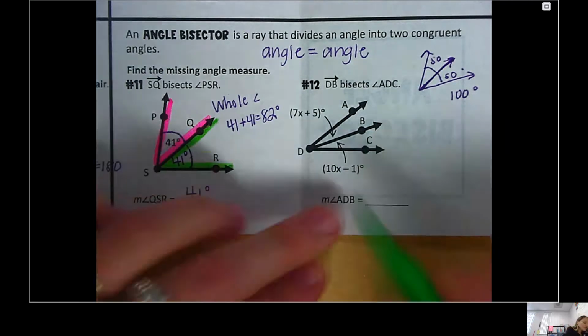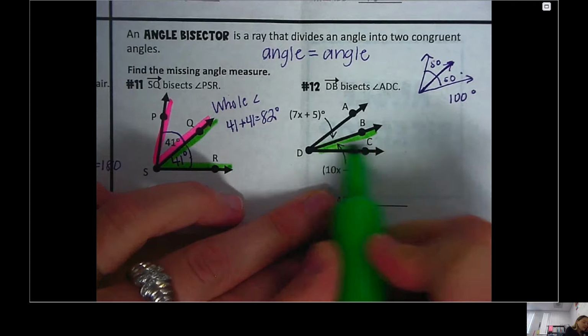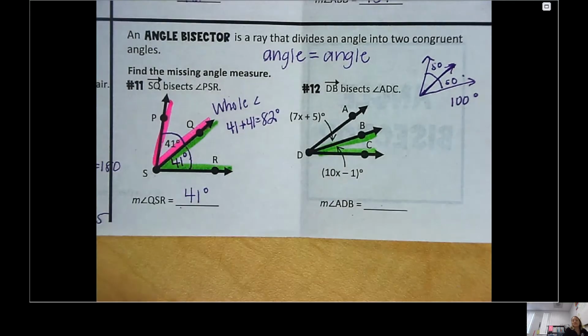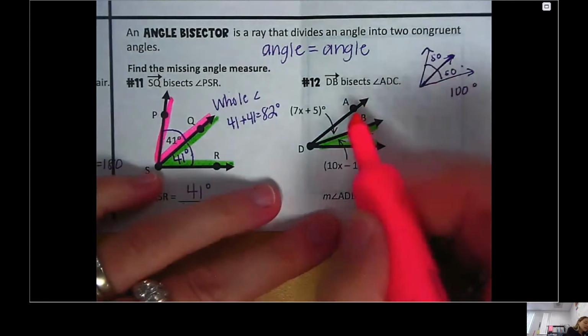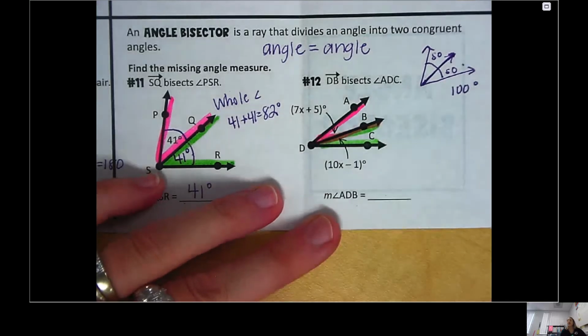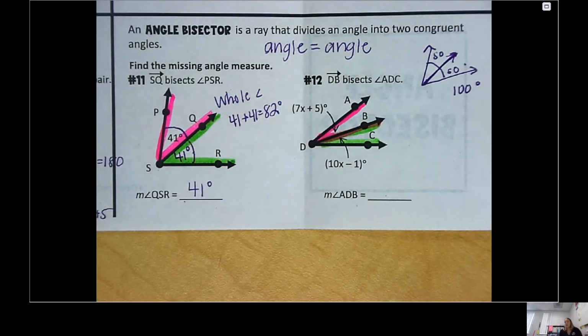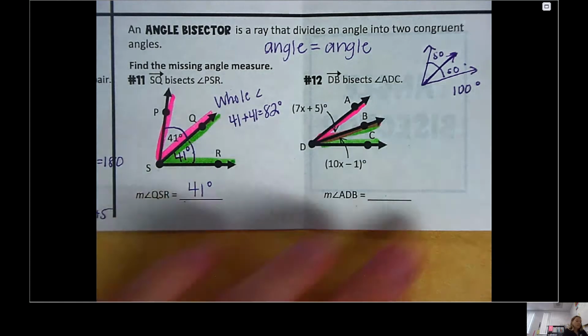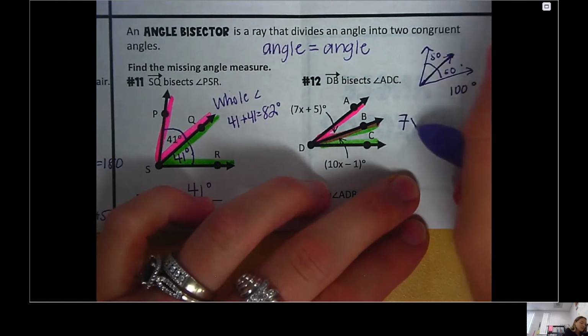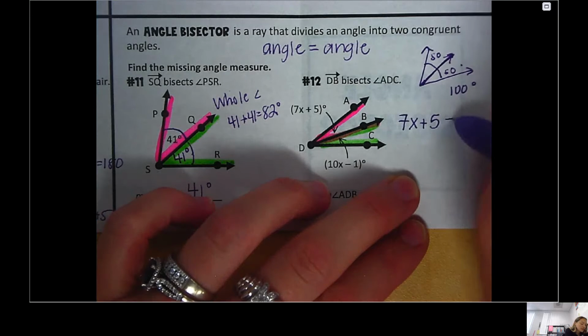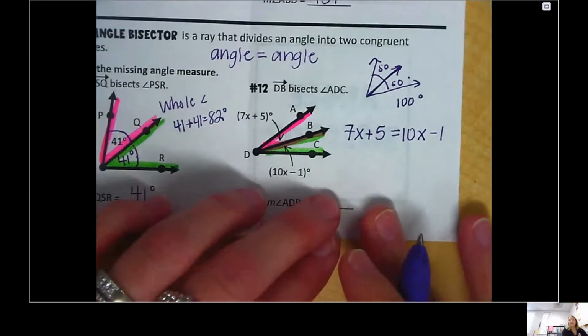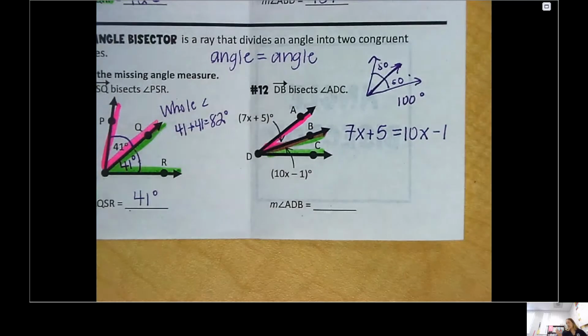So in number 12, you've got those two angles there. The top one I told you is 7x plus 5, and the bottom one I'm telling you is 10x minus 1. So if they're exactly the same, how should I set up my equation? Perfect. Just set them equal. So if things are the same, set them equal. 7x plus 5 equals 10x minus 1.